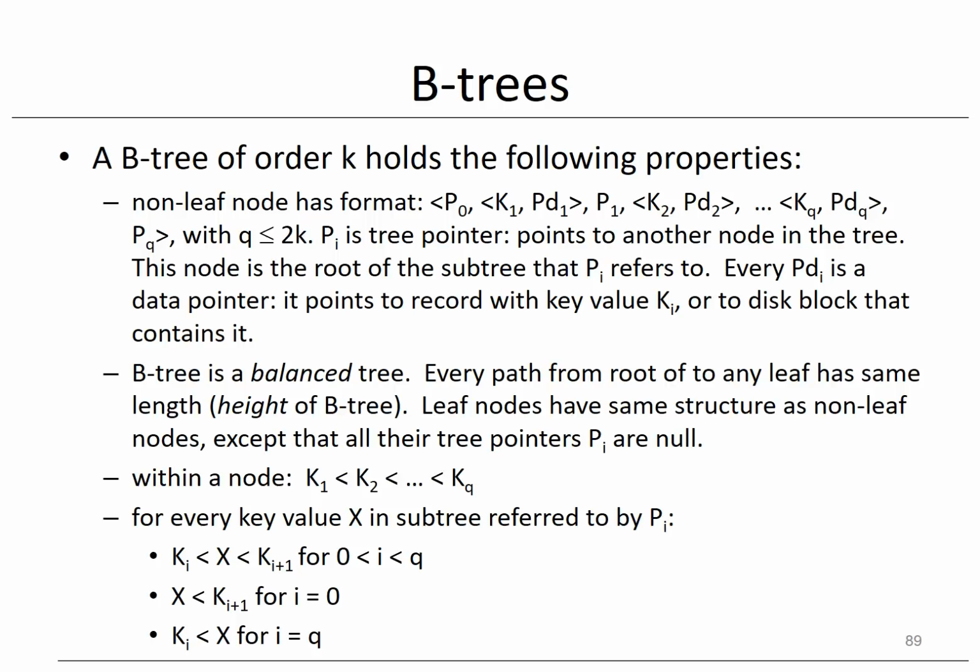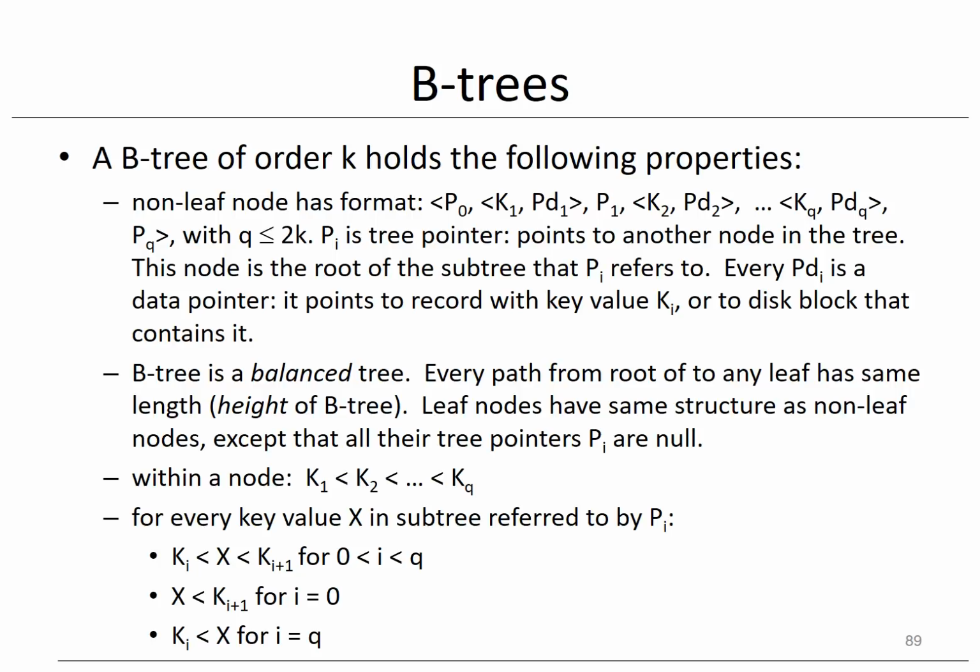A B-tree is a balanced tree. All leaf nodes are at the same level in the tree. Every path from the root of the B-tree to any leaf node thus has the same length, which is called the height of the tree. Leaf nodes have the same structure as non-leaf nodes, except that all their tree pointers Pi are null. Within a node, the property holds that K1 is strictly less than K2, and so on, strictly less than Kq.